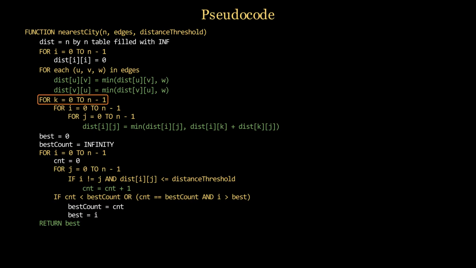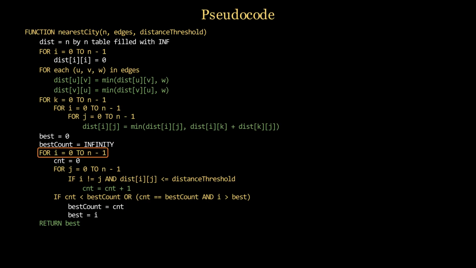Outer Floyd loop: try each city k as a possible intermediate hop. Inner loop over source row i. Inner loop over destination column j. Relax the path from i to j by comparing the direct table entry with going through k. Track the champion city index, initialize best to 0. Track the champion neighbor count, initialize best count to infinity.